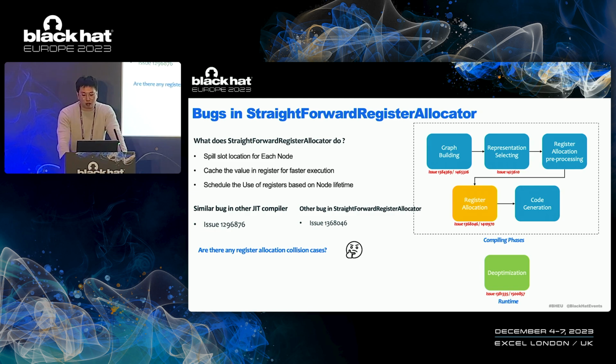Next, we enter the register allocation stage, which is mainly related to registers and memory allocation. In Maglev, each node will be allocated a stack slot for storage. In different basic blocks, registers will be used to cache the values of those nodes, used to speed up access. At this stage, there may be conflicts between read and write access to registers. For example, issue 1296876 is in the WebAssembly compilers. Register allocation collision causes the value to be modified during use and leads to type confusion. So, are there any register allocation collision cases in Maglev?